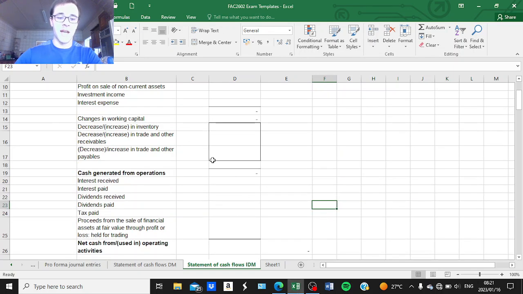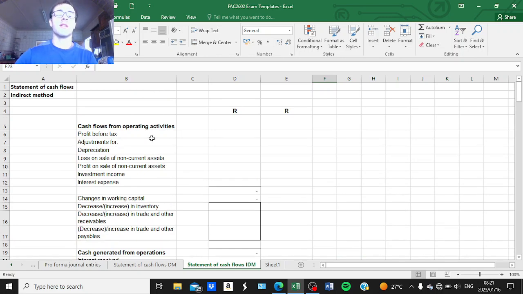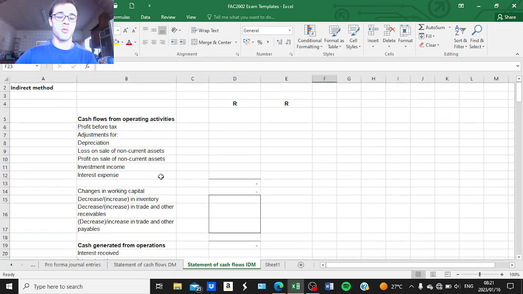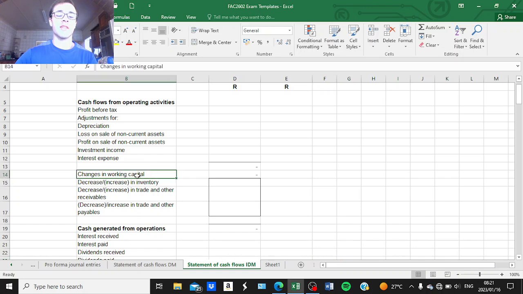So please take note of that. And once we have made the necessary adjustments to the profit before tax, we can proceed to calculate the changes in working capital. That being the changes in inventory, trade and other receivables, as well as trade and other payables.